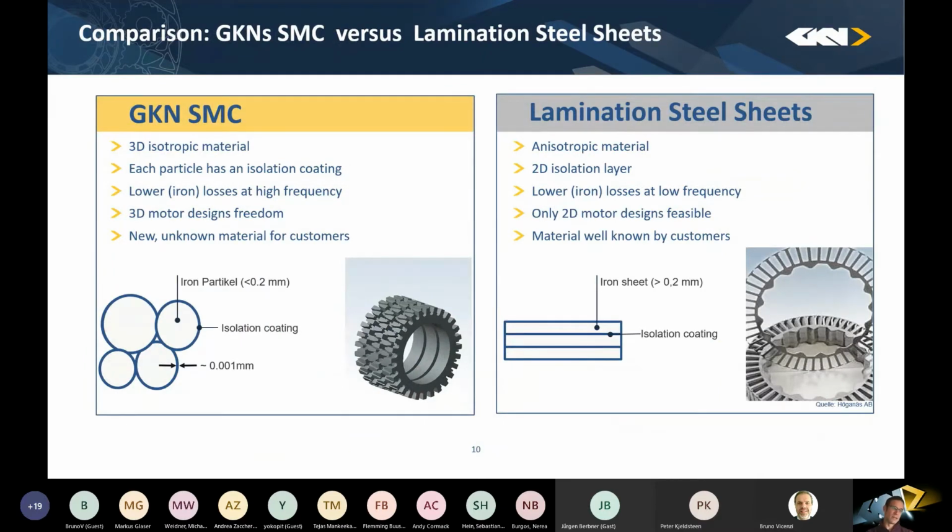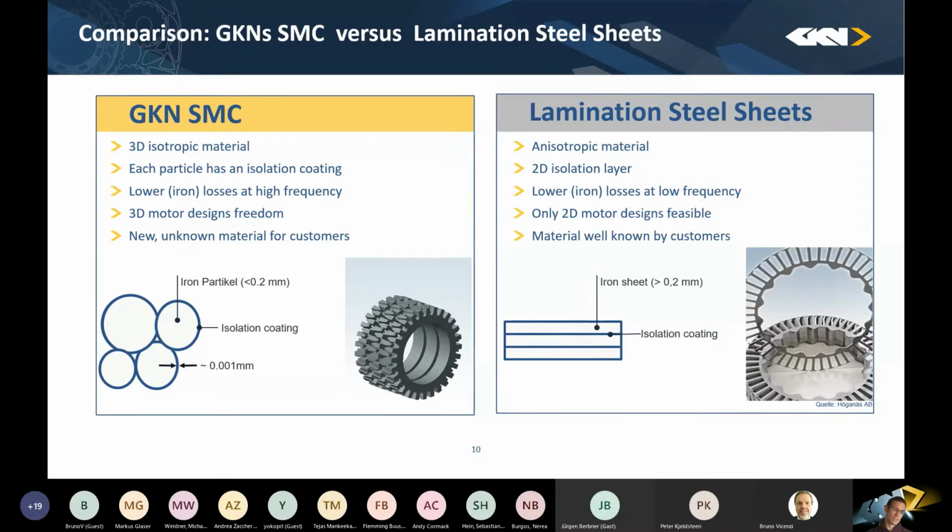Aside from these three-dimensional isotropic material characteristics, it also has lower losses at high frequency. So in some applications, especially with high electromagnetic frequencies, it makes sense to replace laminations with SMC due to the lower losses characteristics.